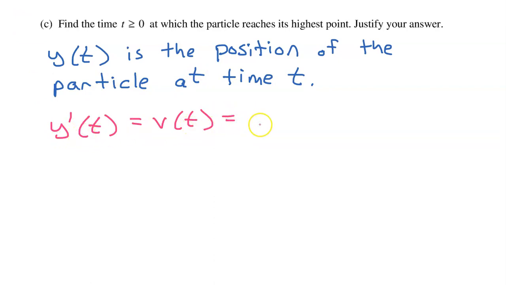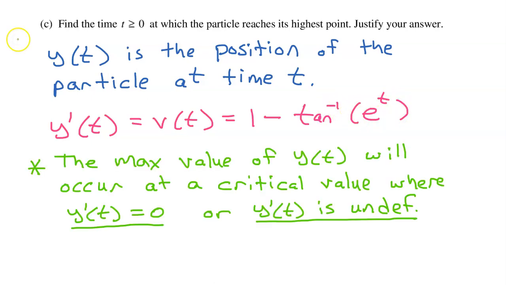So this is the function that we were given in the setup, which is 1 minus the inverse tangent of e to the t. Here are some notes that you need to solve this problem. The maximum value of y of t will occur at a critical value where either y prime of t is equal to 0 or y prime is undefined.